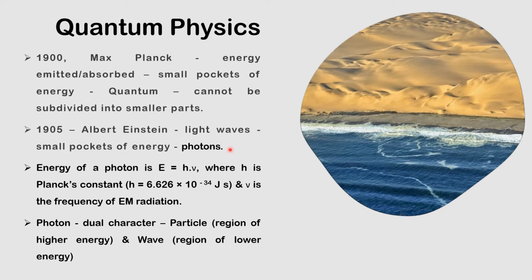In 1905, Albert Einstein suggested that light waves are composed of small pockets of energy called photons. The energy of a photon is given by E = hν, where h represents Planck's constant, given by h = 6.626 × 10^-34 joule second, and ν represents the frequency of the radiation. A photon and an electron, as I've talked about earlier, have a dual property, both the properties of a particle and a wave.